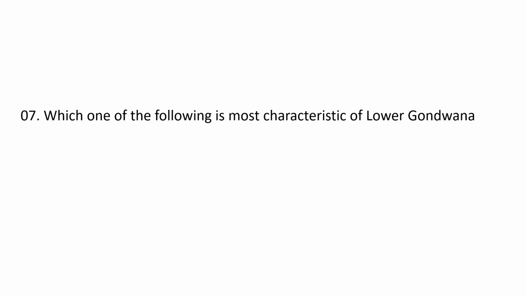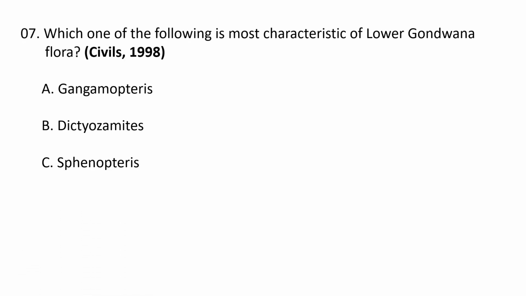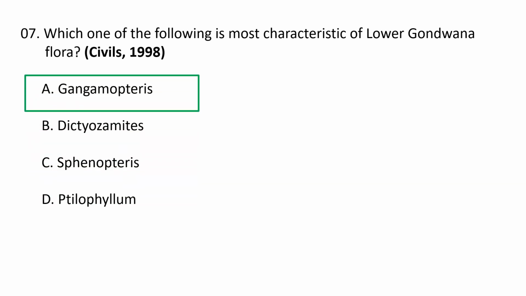Next question. Which one of the following is the most characteristic of lower Gondwana flora? A. Gangamopteris, B. Dictyozamites, C. Sphenopteris, D. Ptilophyllum. So the characteristic feature of the lower Gondwana is the Gangamopteris, whereas the Ptilophyllum is the characteristic of upper Gondwana flora. So correct answer is A.